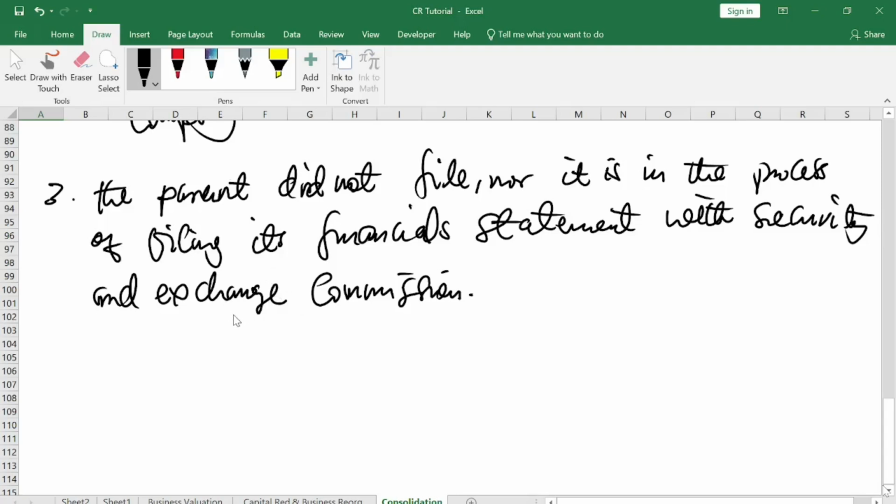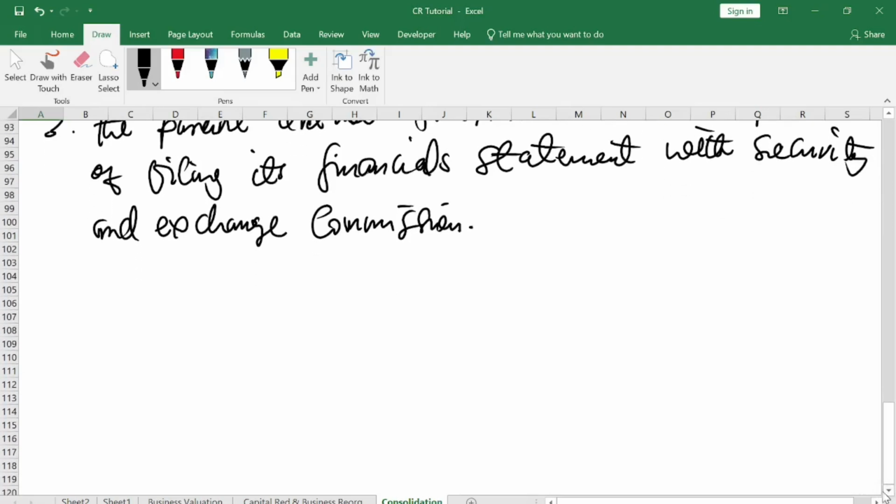you know that every company is obliged to submit its financial statements to the Ghana Exchange Commission. It is compulsory, by law. At the end of the year, you should publish your financials through the Ghana Stock Exchange. So if you don't submit your report for publication and you acquire another company, you cannot consolidate accounts. Do you understand? You keep that one in mind.